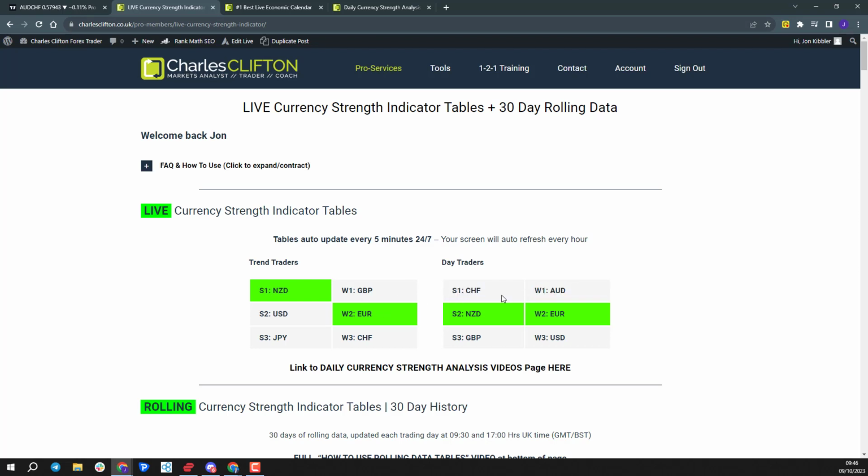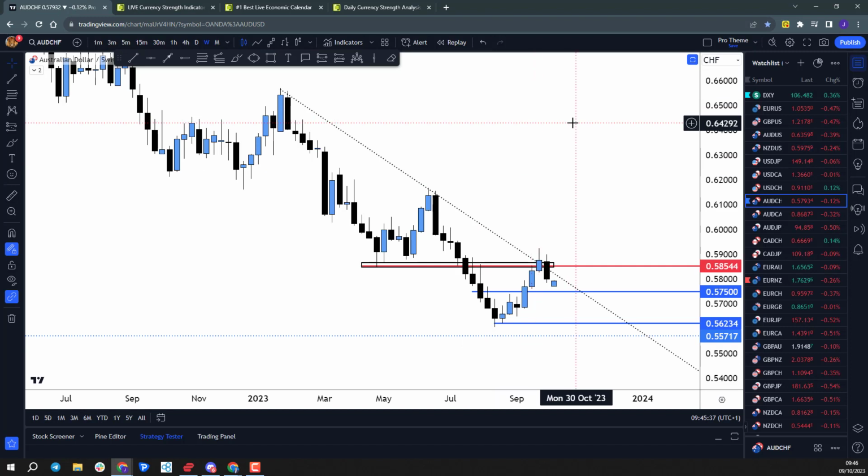Aussie Swiss is topping our day traders table, which is an interesting market to take a look at, especially from a higher time frame point of view. I quite like the idea of being bearish this market, so Aussie Swiss could be something to watch coming up this week. I will go take a look at some other pairs as well, but we're going to kick it off with Aussie Swiss. Why do I like the downside here?